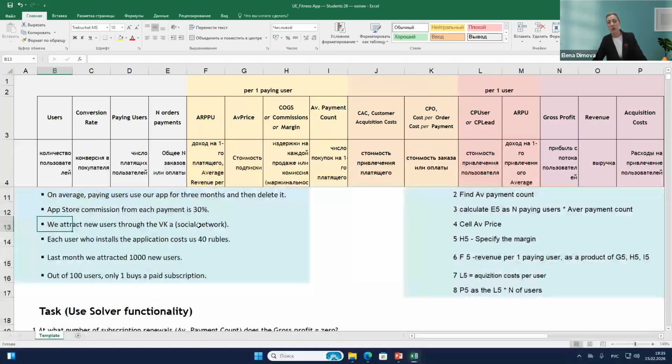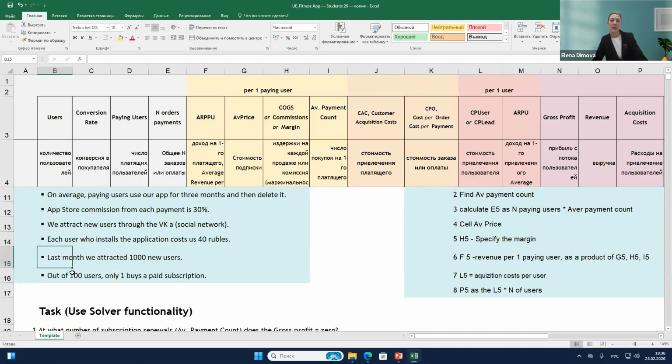It was a social network via VK, Vkontakte. Each user who installs an application costs us 40 rubles. So what does it mean? It means that because we advertise our application in social networks, there is a cost per click. So if a potential person who might be interested in this application clicks on our advertisement, we pay 40 rubles.